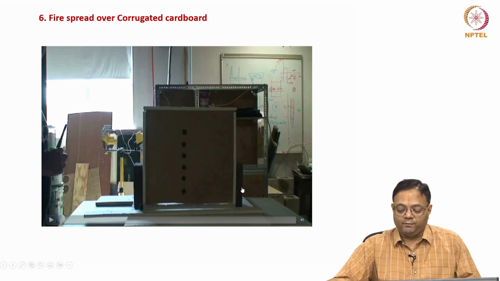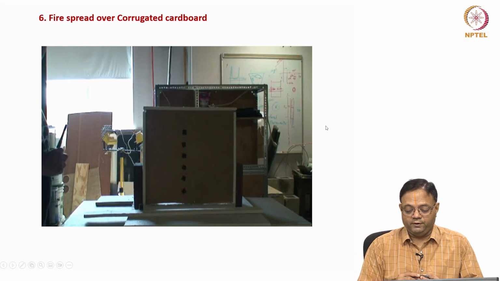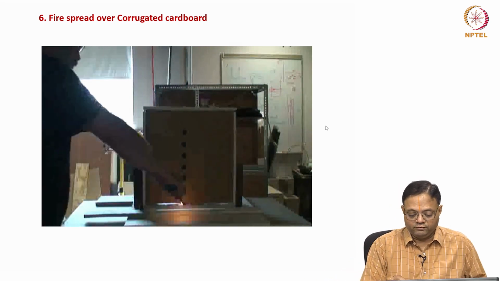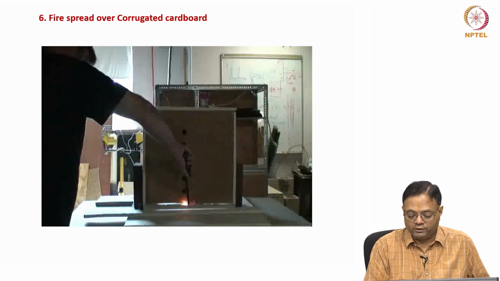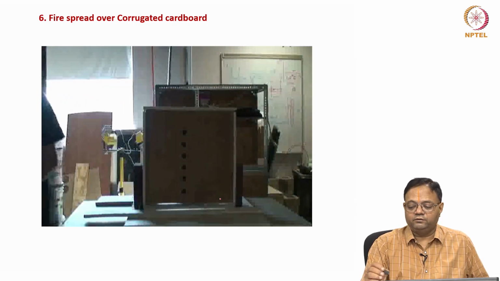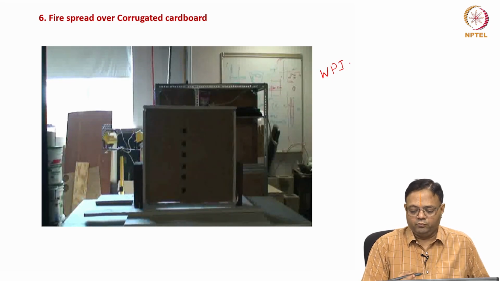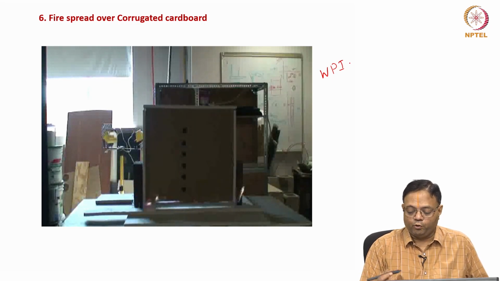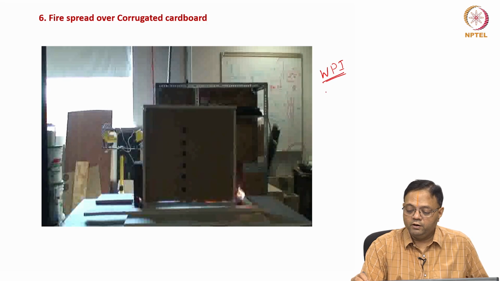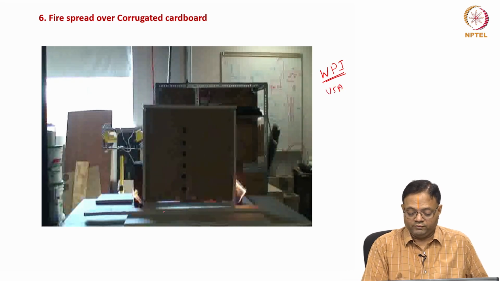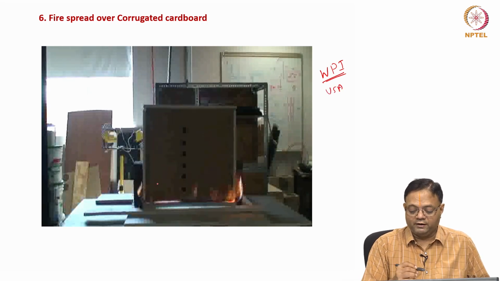So when you ignite it, what happens? Concurrent flame spread you will see. So ignition is done, and a flame forms over the entire length. This experiment is done in WPI. Most of these experiments that we are reporting here are done in WPI, USA. So you can see that the flame is formed and it ignites this.